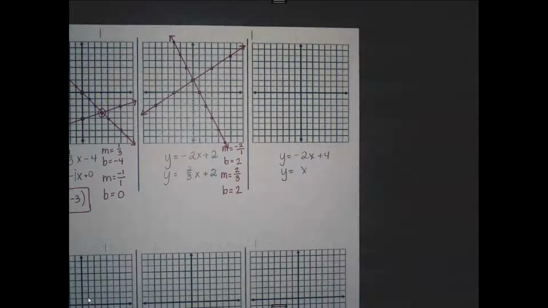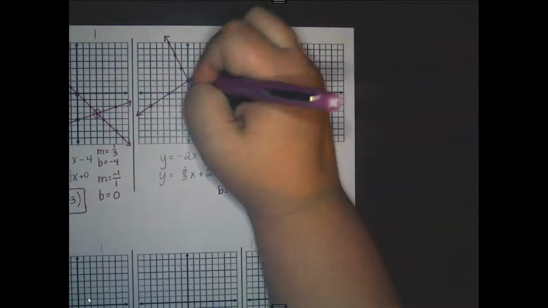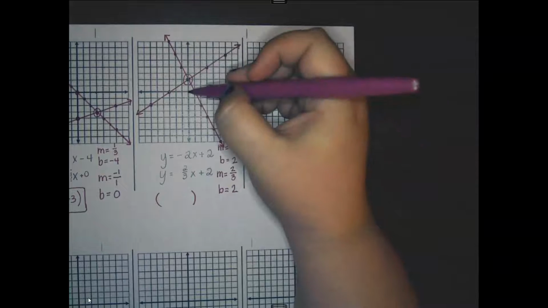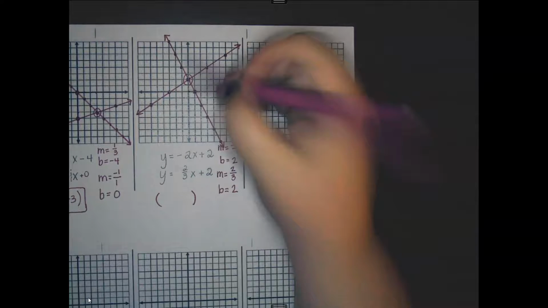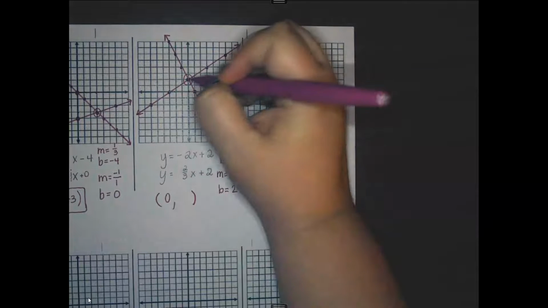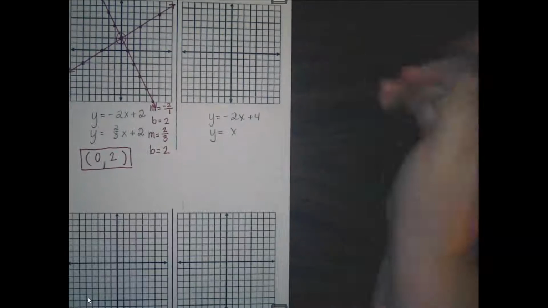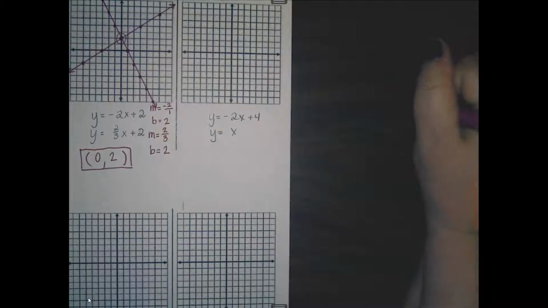Okay, there's my 2 graphs. I can see there's a nice intersection right there. So my x is at 0, and my y is at 2. So the solution to this system is (0, 2). All right, next one. I'll give you a second to copy it down if you need to.